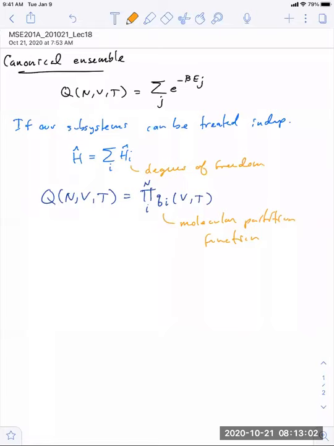And now we have this molecular partition function, which has the same form as the system partition function, but now just pertains to a single particle or degree of freedom. So the subscript i corresponds with a particle or degree of freedom, and then our subscript j would be over states for that particle.